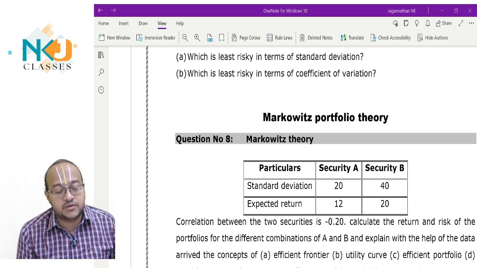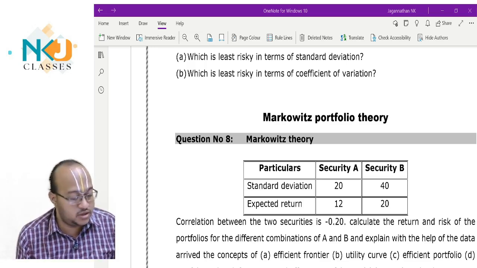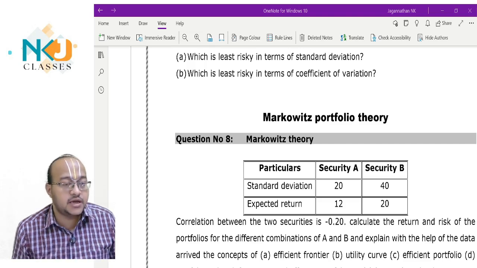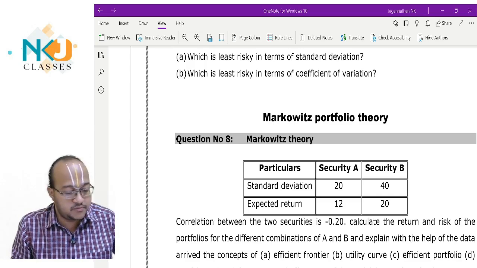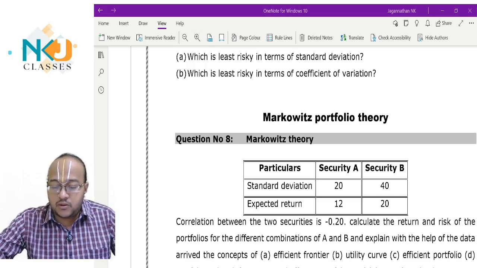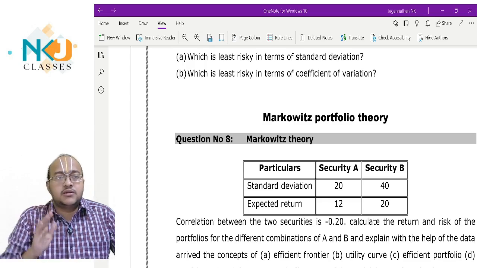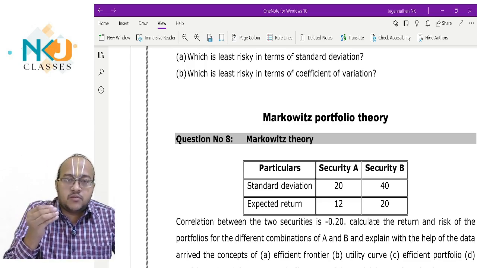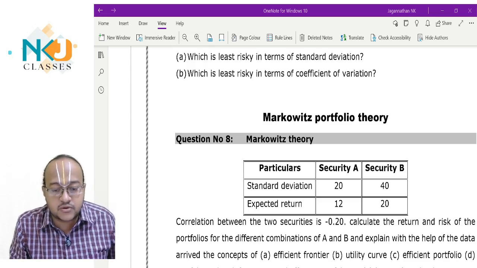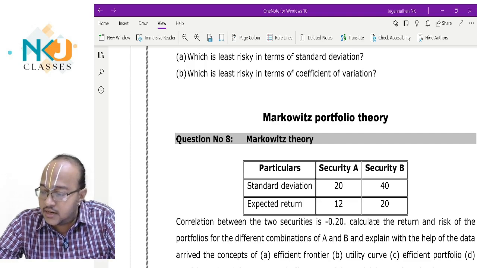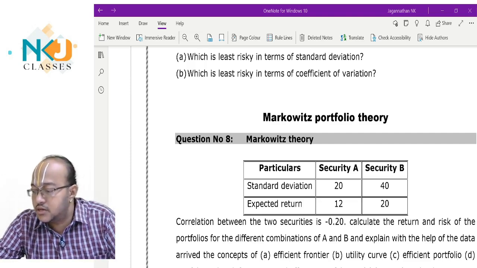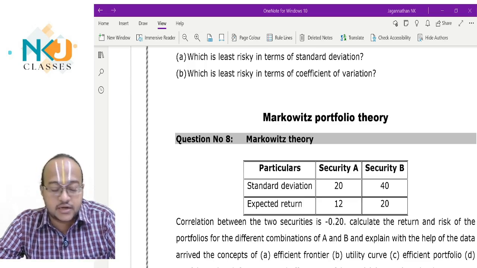Now we will start with the theory, a landmark theory. In the late 1950s, Harry Markowitz came up with this theory, the Markowitz portfolio theory. We will understand this theory through numbers, otherwise it will be difficult to understand. So for question numbers 8, 9 and 10, I will use the data interchangeably for discussion.